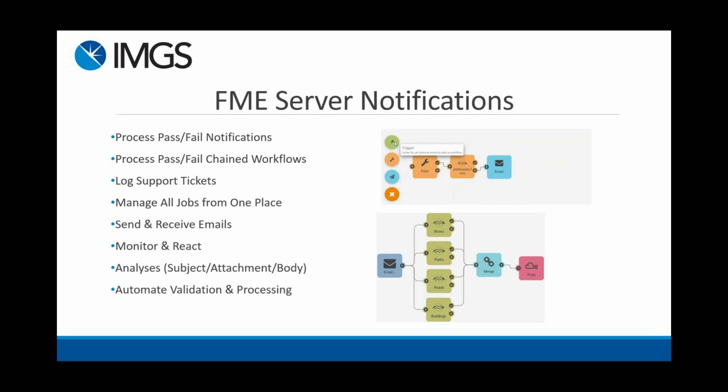With FME Server as well, with the 2019 and 2020 release, they've added a notification process. So again, if anything happens on the FME Server, you can be notified of it. This could be if a process fails, if you're managing jobs, automatically sending and receiving emails, to analyze emails coming in, whether it's the subject, attachment, or the body, and to do automatic validation and processing.